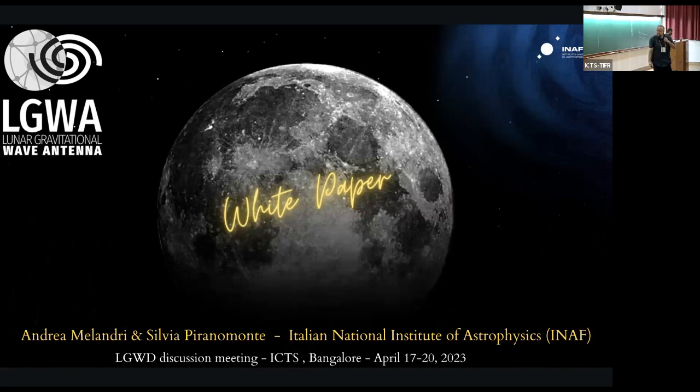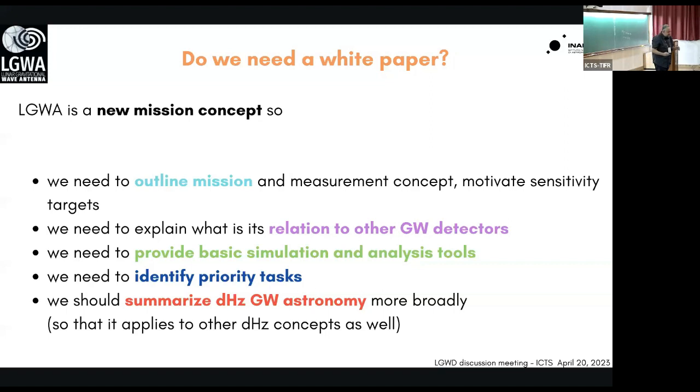Okay, yes. So enough about science. Now, let's see how we can put everything together in a white paper. So this is essentially a list of how the paper should be put together. So first of all, the question that we had: do we need a white paper?